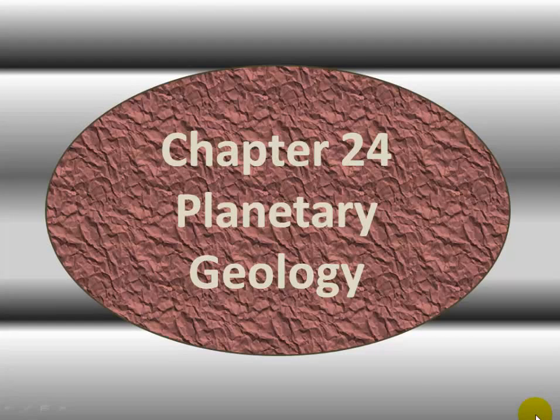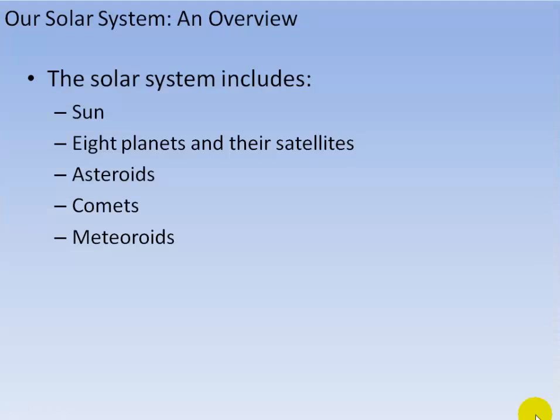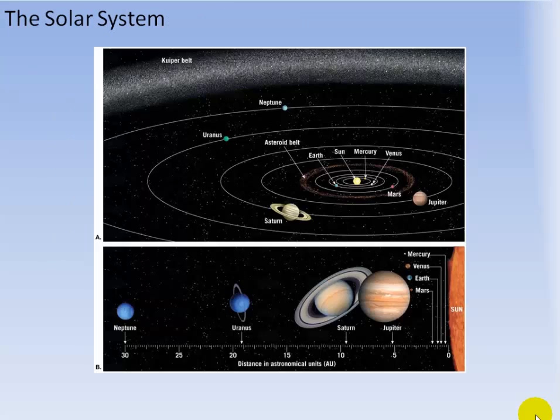Chapter 24, Planetary Geology. Our solar system, an overview. The solar system includes the Sun, 8 planets and their satellites, asteroids, comets, and meteoroids. Now here's a map of our solar system, and here's our planets out of scale. So the Sun, then Mercury, the tiniest, and Venus, Earth, Mars, and Jupiter, Saturn, Uranus, and Neptune.